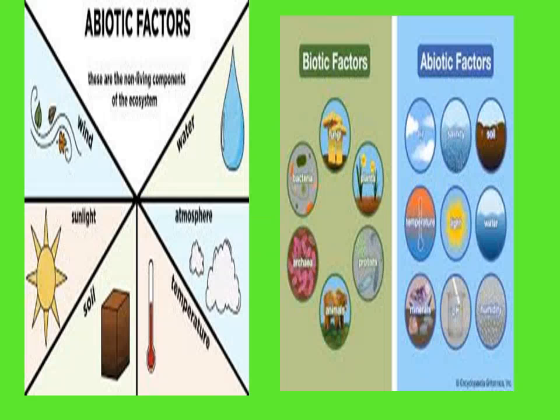Now, what are the factors present in the ecosystem? Abiotic factors and biotic factors. Abiotic factors, what are the factors included? Wind, water, sunlight, soil, temperature, atmosphere. These are the essential components of an ecosystem, called abiotic factors because they are non-living matter. Biotic factors: plants, various levels of animals, and even decomposers are included in biotic factors.